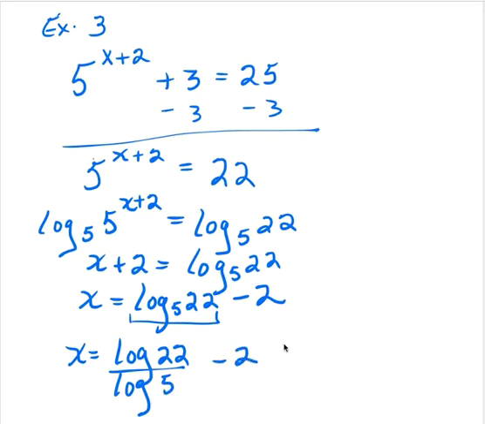And if you crunch the numbers there, you're going to get log of 22 divided by log of 5, and then I'm going to subtract 2 from that, and I'm going to end up with a negative, this ends up being negative 0.079.